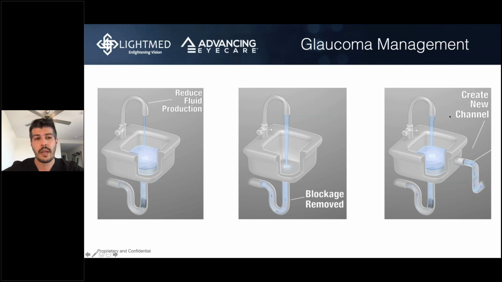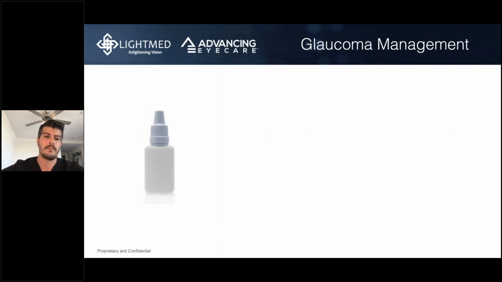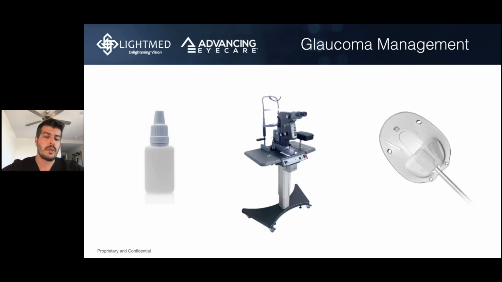This is usually when we've tried to reduce the fluid production and it didn't work or it wasn't enough. We removed the blockage and that was still not enough or it didn't work. And the only other option we have left is creating a new channel. Obviously, that's not a magic pill either. It has its own problems. It's usually in the form of a surgery, and it can have its own side effects.